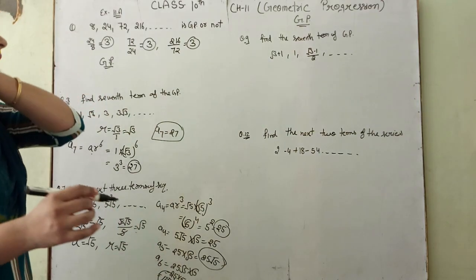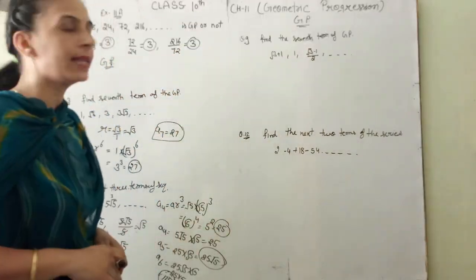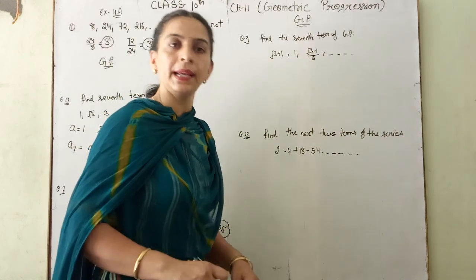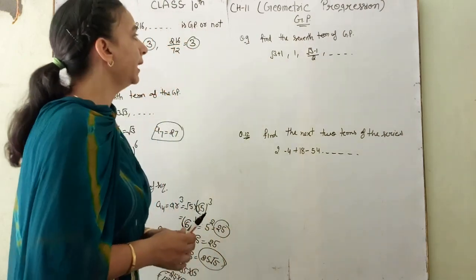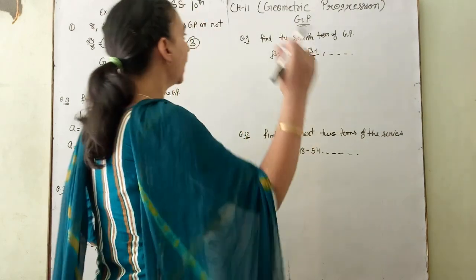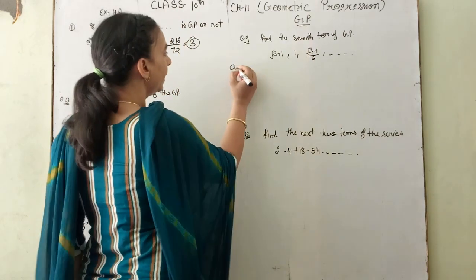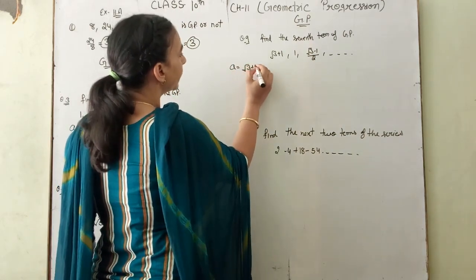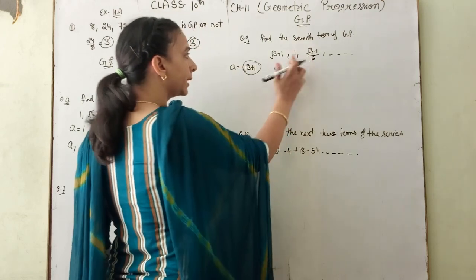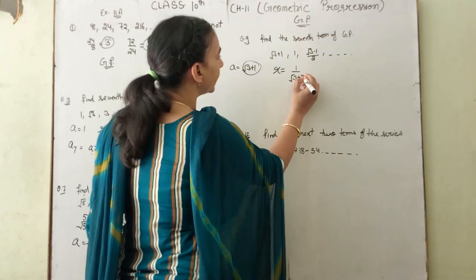Okay. Then next, question number 9. Find the 7th term of the GP. This is a GP and we find the 7th term of the GP. For this, first we find the first term and after that the common ratio. Then we find the 7th term of this GP. The first term is root 3 plus 1. And the common ratio is equal to the next term divided by this, 1 by root 3 plus 1.